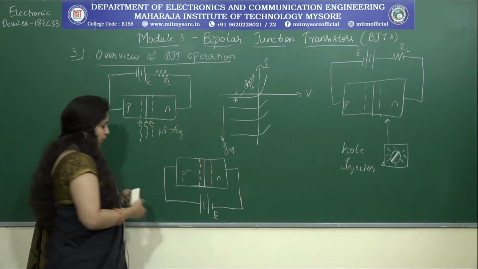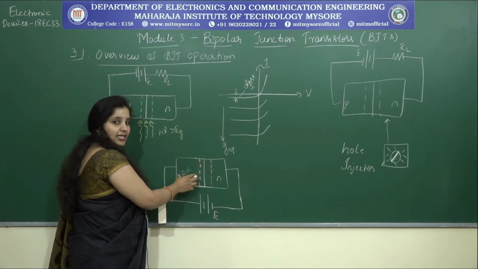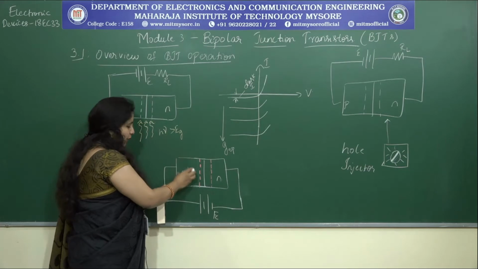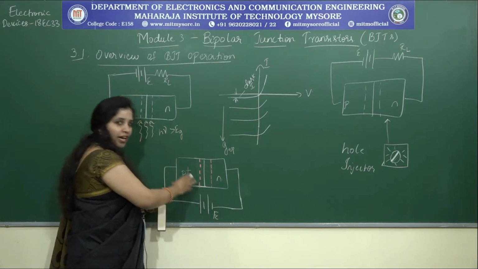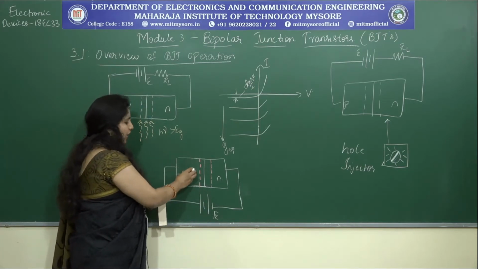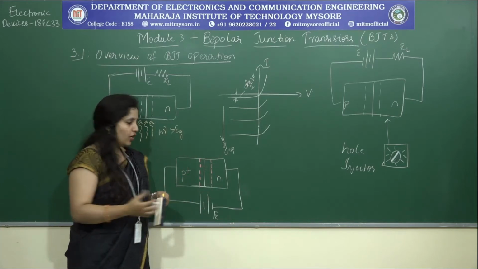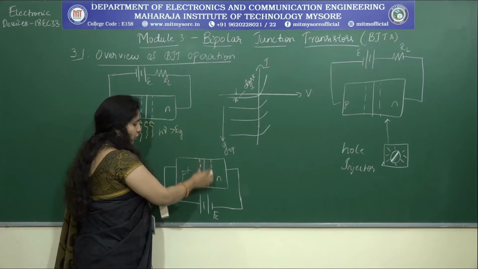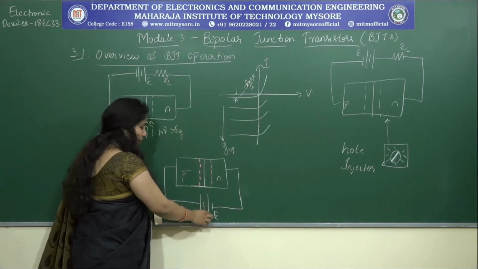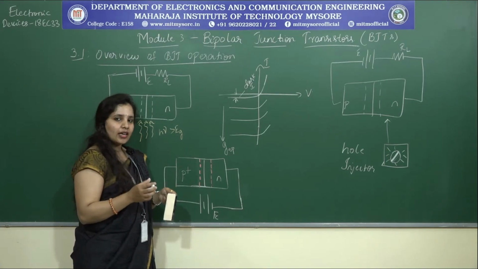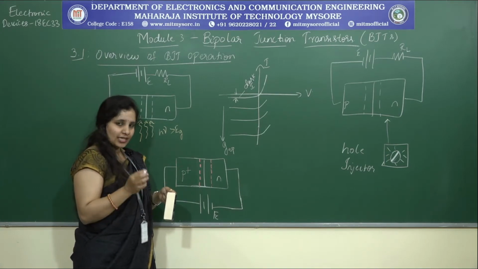now what is happening here? Since the P plus is heavily doped, it has more holes. When it is in the forward bias condition, these holes get moved into the N-type region, that we know, right? Because the depletion width that I observe in the forward bias condition is narrowed down, and the electric field intensity is narrowed down.